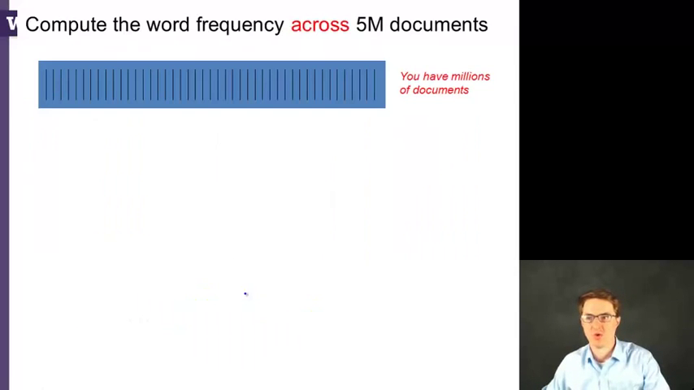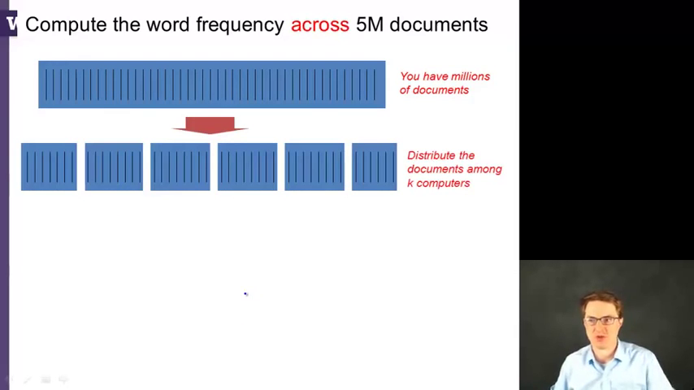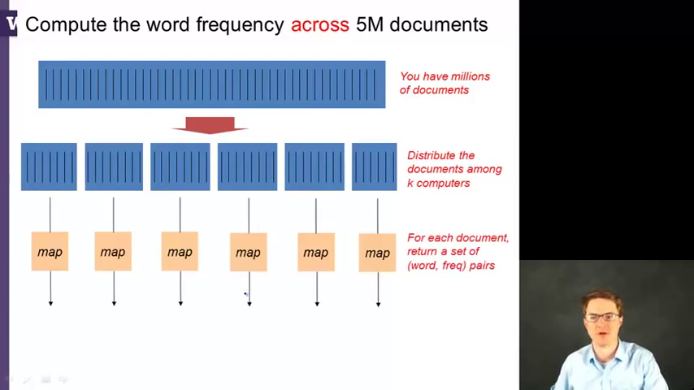So let's go back to our schematic here, the pattern. Well, now we want to compute the word frequency across 5 million documents, and we can still distribute them among k computers. So far, so good. And then for each document, we return a set of word frequency pairs, and now I've switched the notation here from F to map, since we can consider this a map. That's the terminology I used. Okay, but now what do we do?